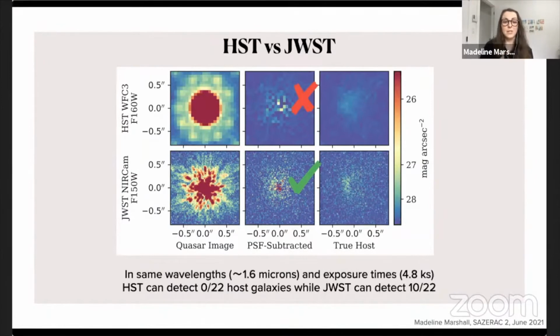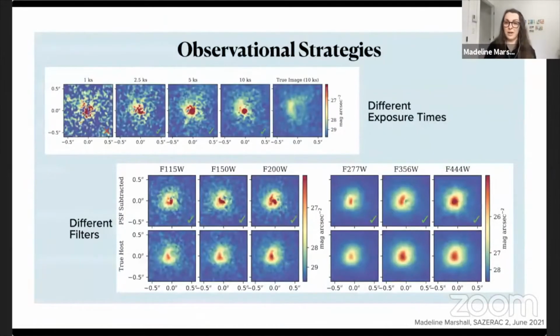So doing this for all 22 of our SDSS bright quasars, we see that HST can detect none of them, while JWST can detect 10 of them. So we're seeing that JWST should be able to actually see these host galaxies for the first time, which is very exciting. But we're not stuck with that observational strategy that was used with HST.